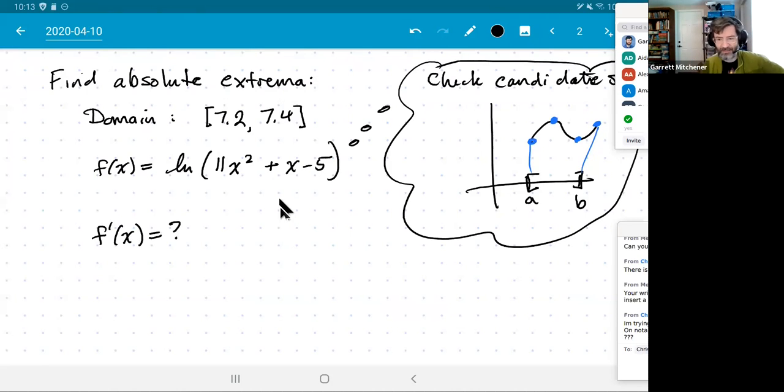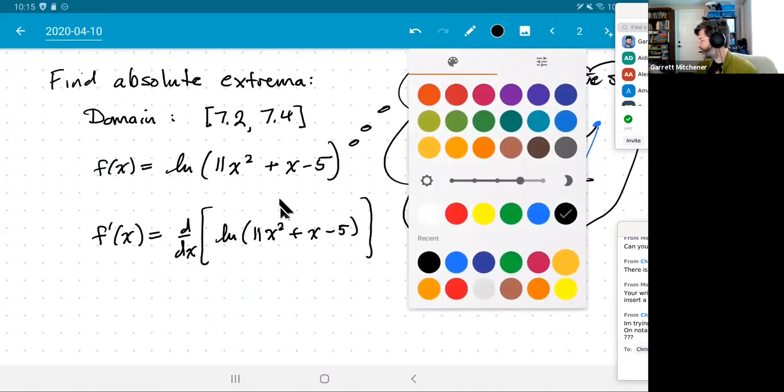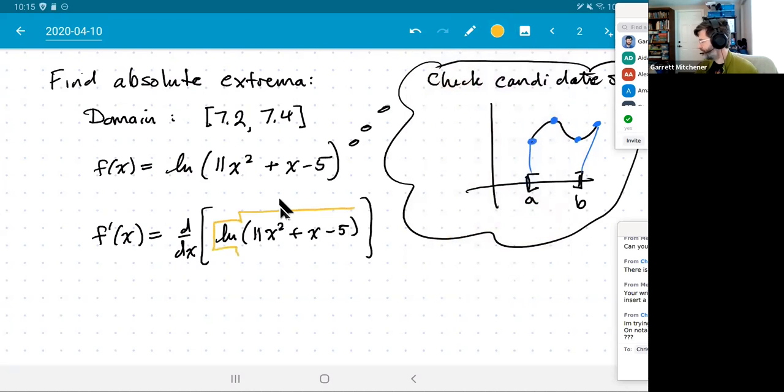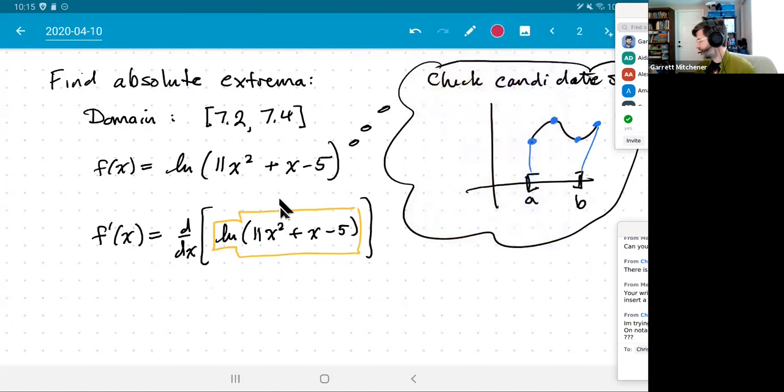Take a moment to do that and let me help someone here with a tech problem. I'll be right back. We're going to do derivative with respect to x of the formula for f. The outermost operation is the natural logarithm function. That means we need to use the derivative rule for the natural logarithm.